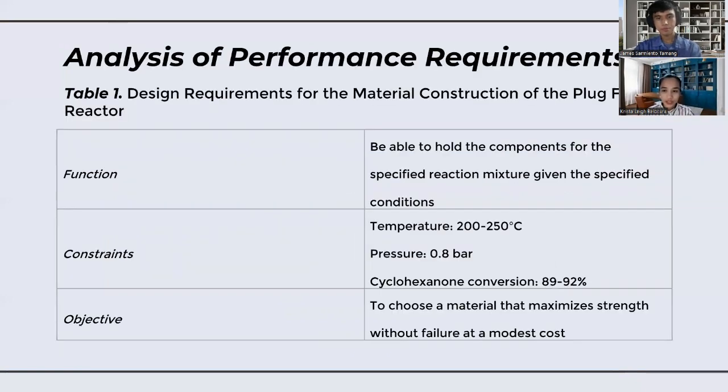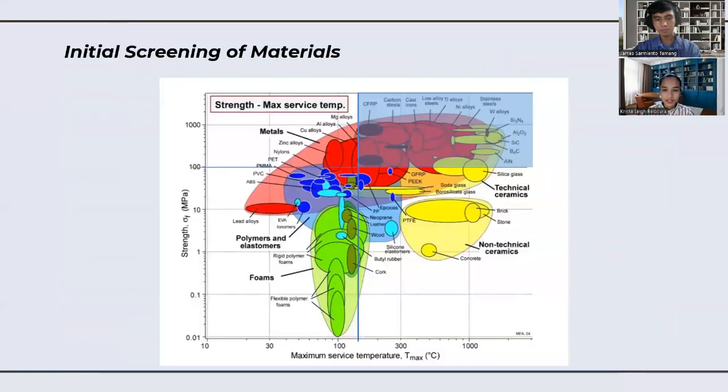The function of the PFR is to hold the components for the oxidation reaction, given that the temperature is in the range of 200 to 250 degrees Celsius at the pressure of 0.8 bar. Primarily, the objective is to choose a material that maximizes strength without failure at a modest cost. Now, all engineering materials must be considered to determine the candidate materials for the construction of the PFR.